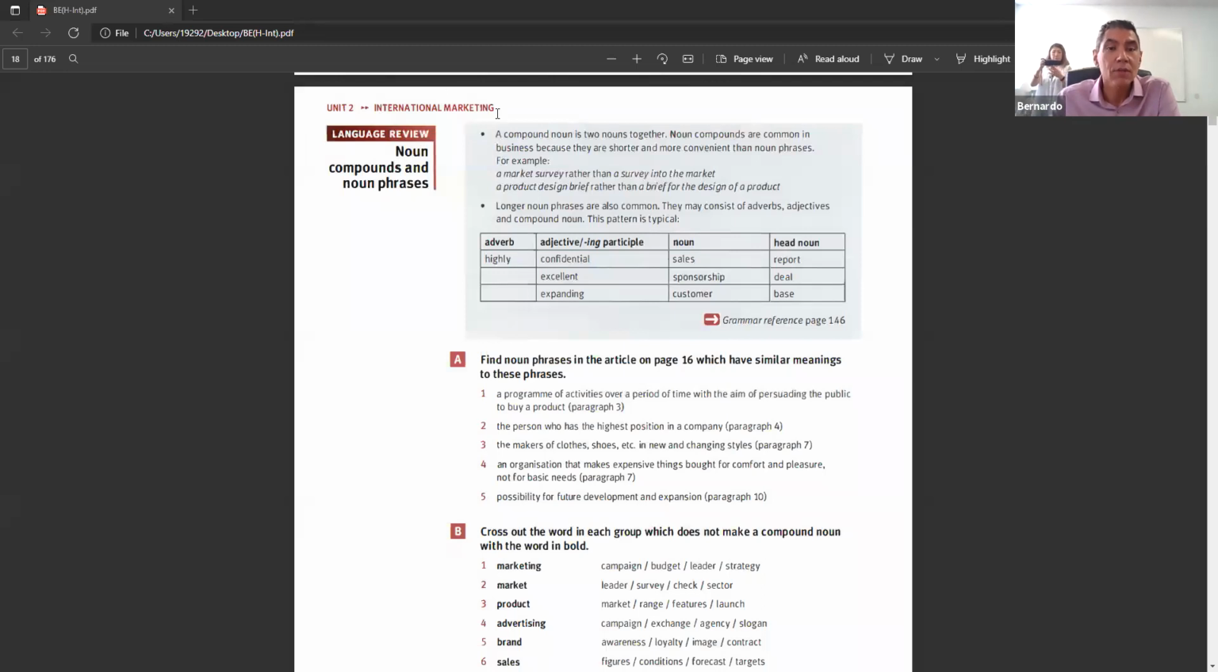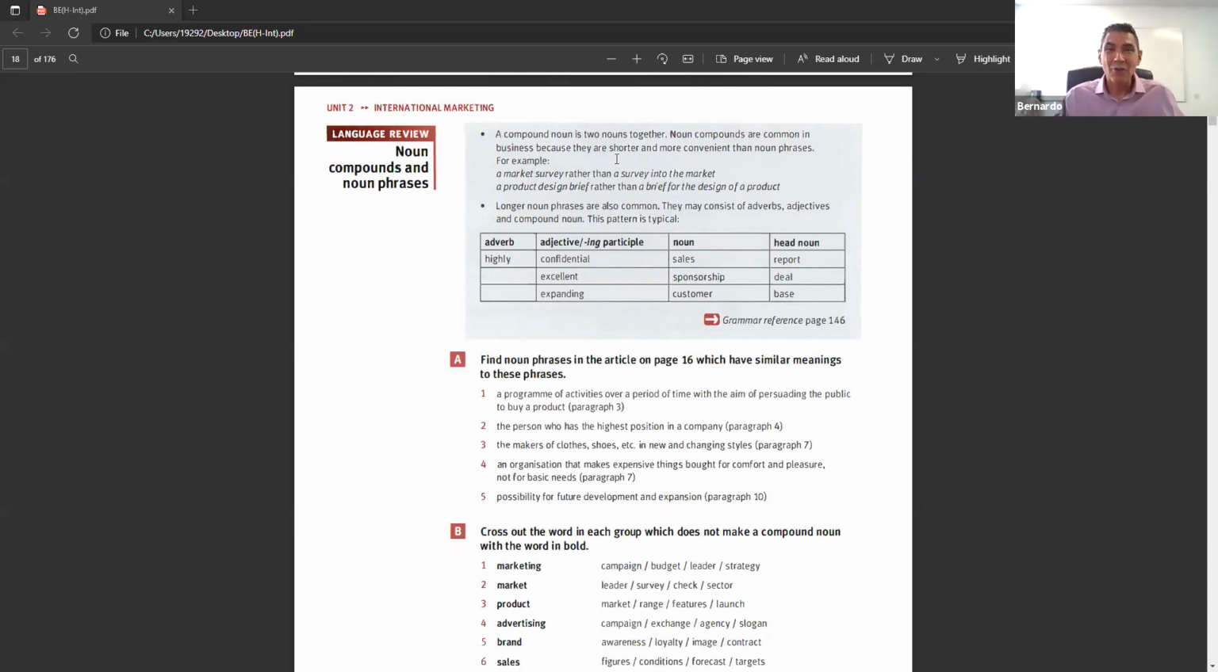Okay, so I'll read the first one, I'll model. It says here, bullet point number 1, a compound noun is two nouns together. We got that. Noun compounds are common in business because they are shorter and more convenient than noun phrases. For example, if I say a market survey rather than a survey into the market, now I shorten the idea. Yes, so I shortened it by using two nouns. Another one is a product design brief rather than a brief for the design of a product.